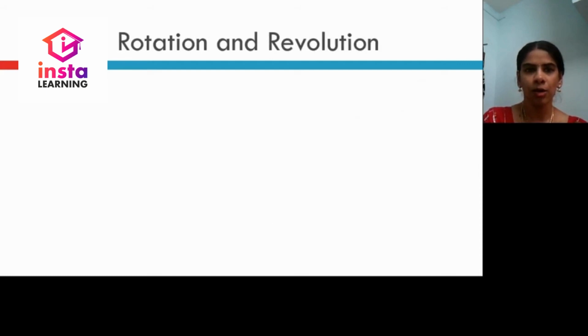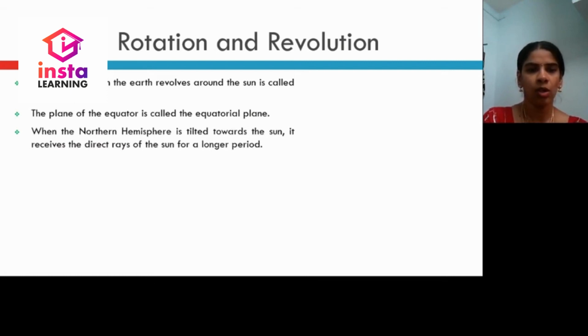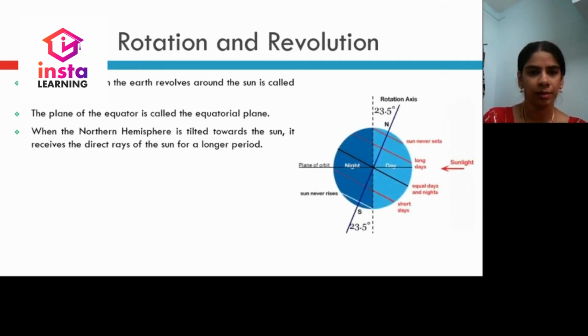Let us learn about rotation and revolution. The plane in which the earth revolves around the sun is called its orbital plane. The plane of the equator is called the equatorial plane. When the northern hemisphere is tilted towards the sun, it receives the direct rays of the sun for a longer period.